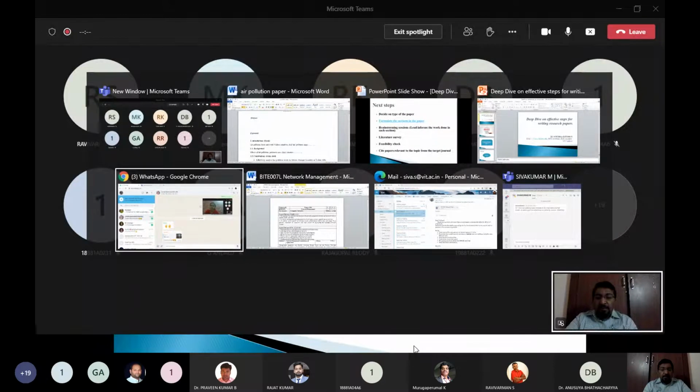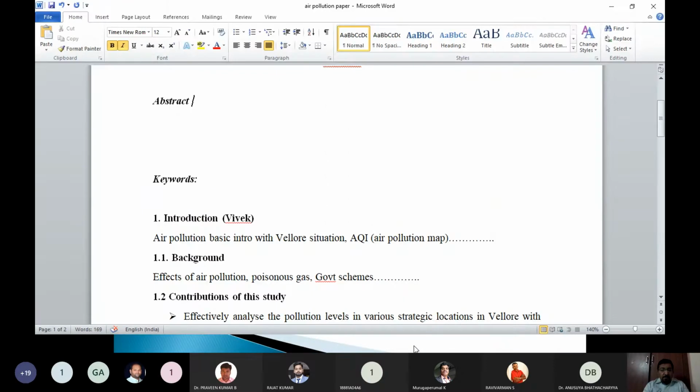Because even as reviewers, we generally go with the abstract. Only then do we decide whether this particular article is worth reviewing or not. So one point is very clear: what is the idea we are trying to convey, and why is it so significant. The third point could be how we are trying to optimize that particular work. The final thing should be your expected outcome. So what could be the expected outcome from this research paper?